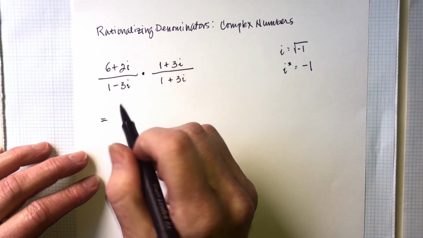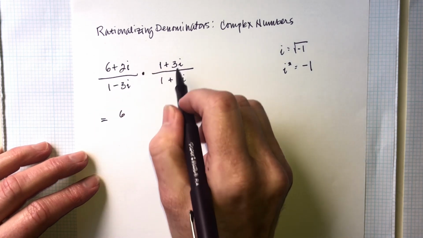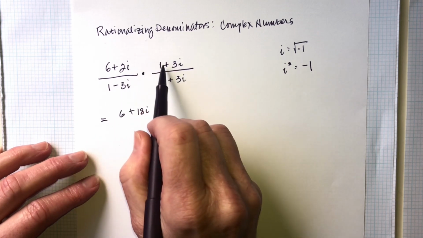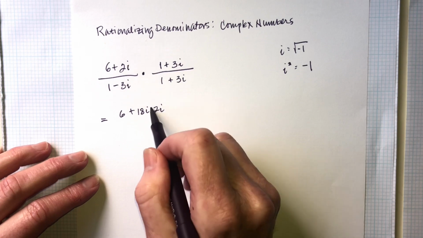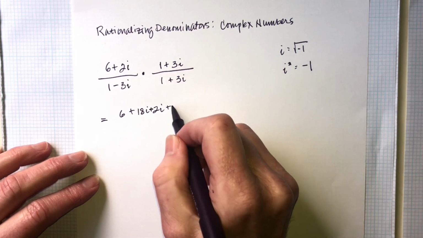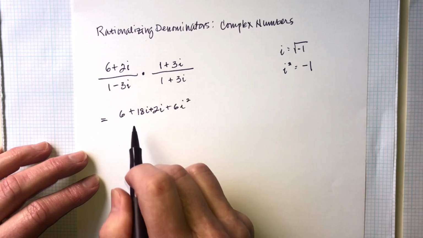So 6 times 1 is 6. 6 times 3i is positive 18i. 2i times 1 is 2i, plus, and then 2i times 3i is going to be 6i squared.